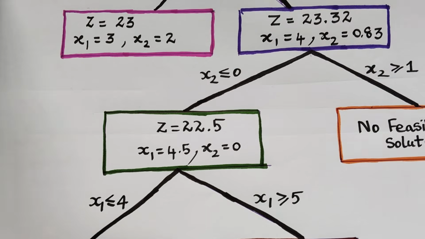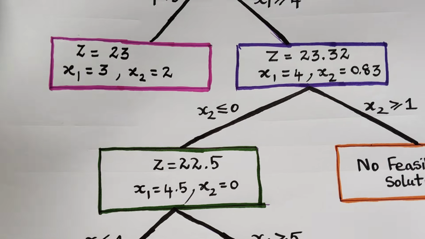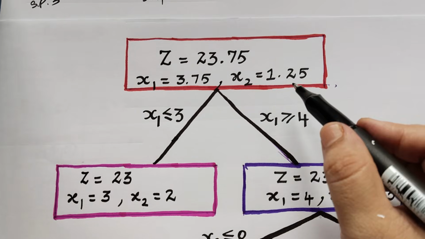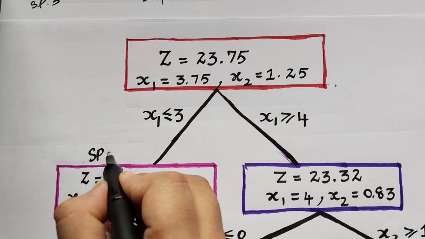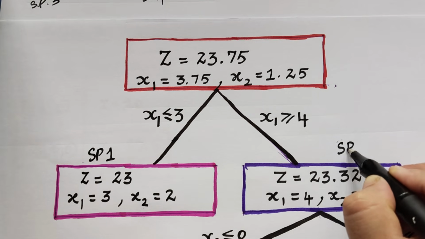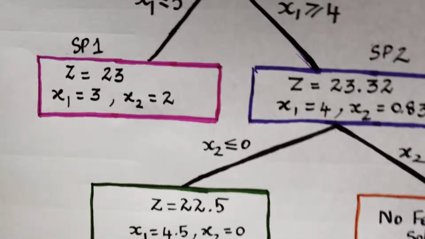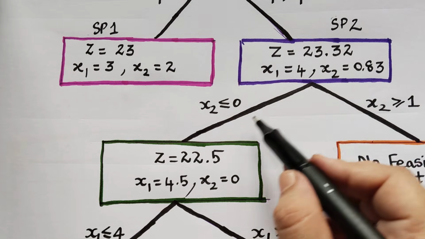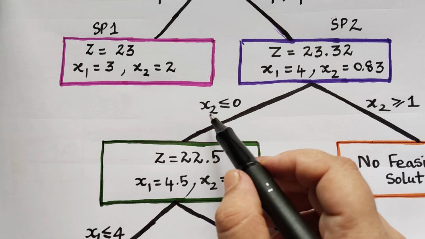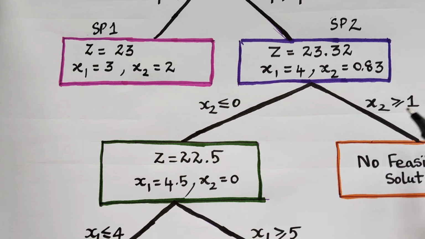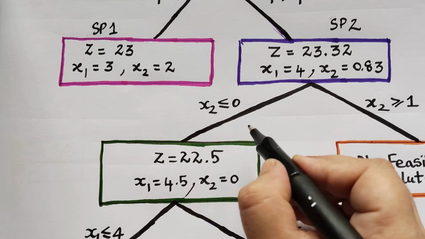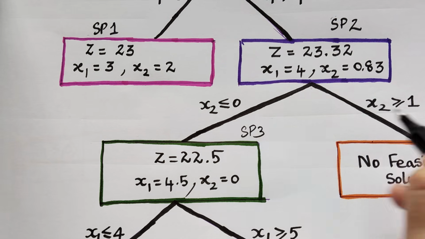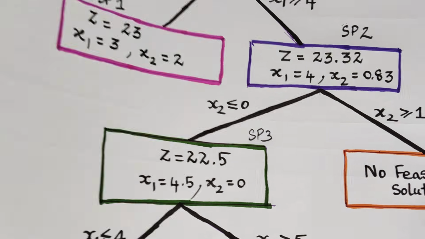So we had two constraints at this point. Here this was the original problem, this is subproblem 1 solution space, subproblem 2 solution space, and it was branched into two, where one constraint added was x2 lesser than or equal to 0 and another constraint was x2 greater than or equal to 1. And so this is subproblem 3 and this is subproblem 4.